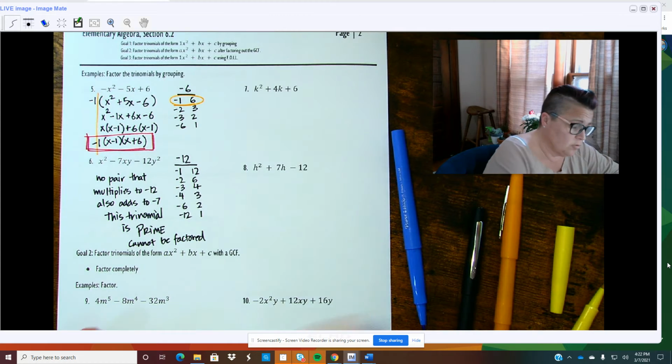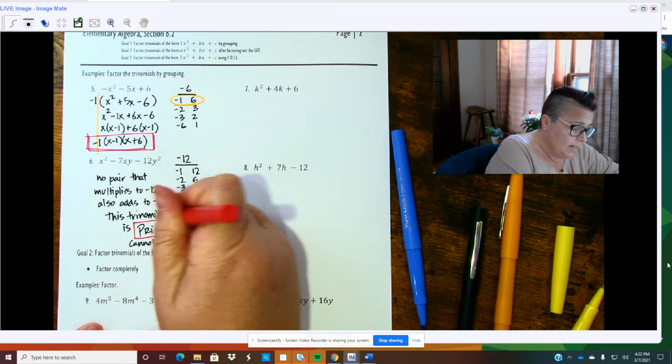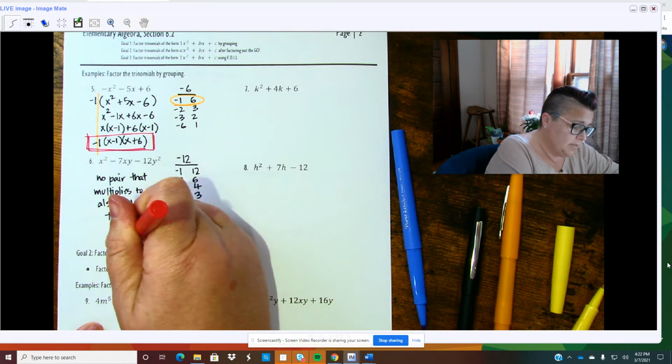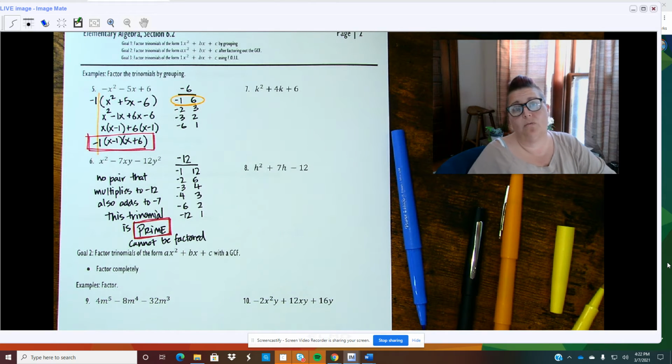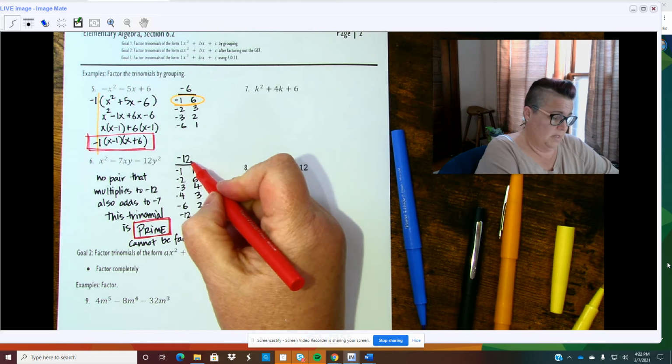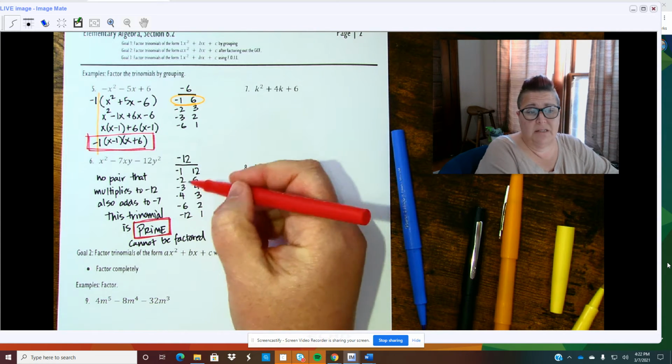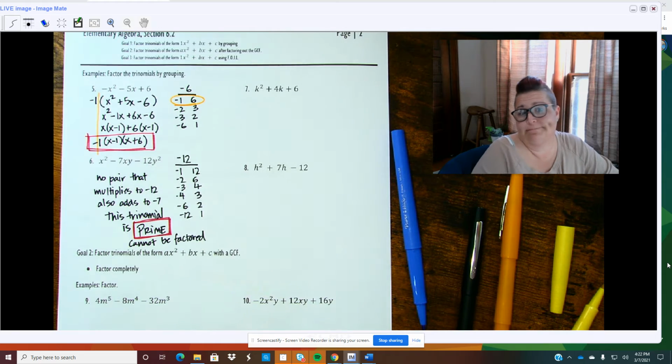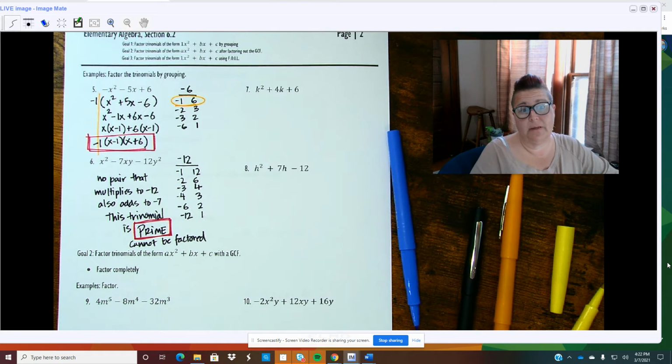Prime is not something you're going to get a lot, but it does happen. So we want to be sure that you understand when it will occur. You will get a prime trinomial when the factors of the A times C do not sum to the B term. That's when you get prime, right?